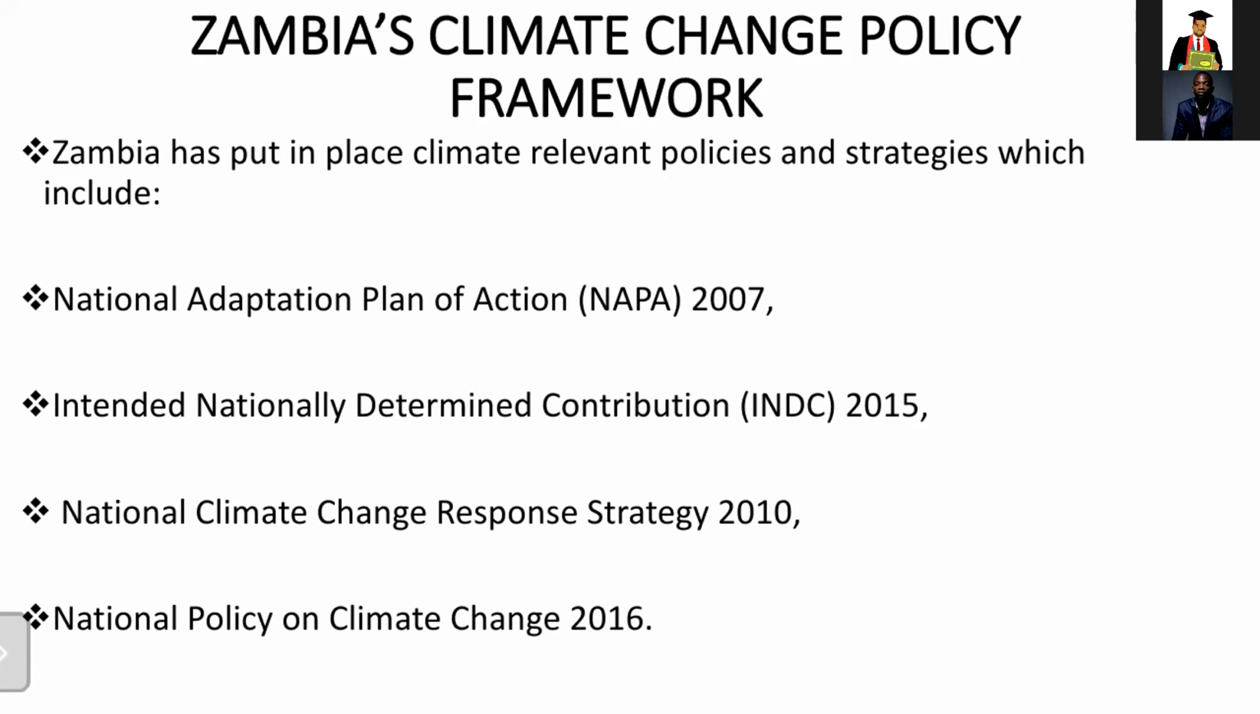So Zambia, too, as a nation, has been putting in policies and trying to set goals to make sure that it's not left behind. We have certain policies and strategies such as the National Adaptation Plan for Action, which was made in 2007. We have the Intended Nationally Determined Contribution, which was formed in 2016. We have the National Climate Change Response Strategy that was signed in 2010. Also, the National Policy on Climate Change, which was signed in 2016.